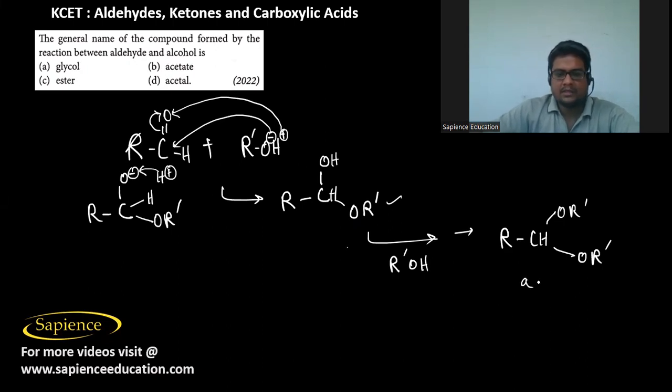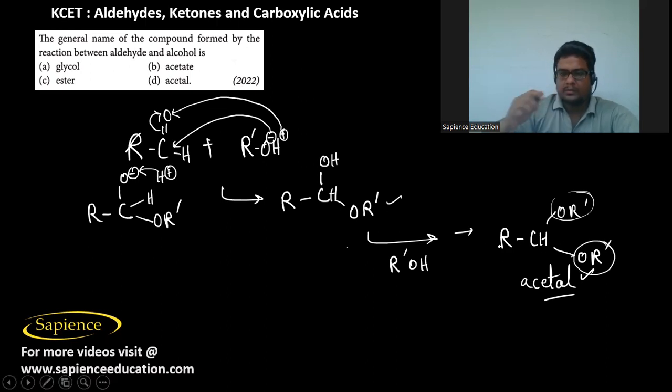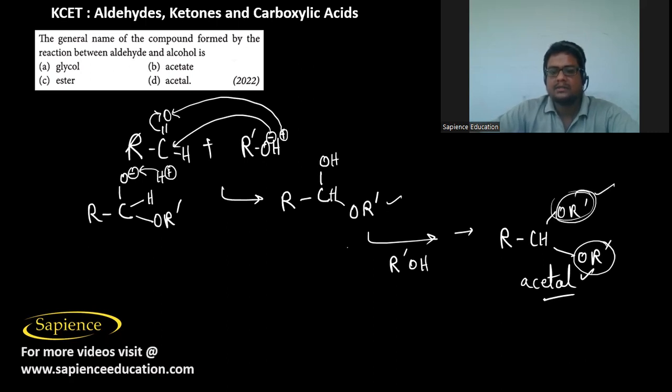It means that it will form an acetal. Acetal will be formed. It means that here two alkoxy groups will be attached to some alkyl group. So when two alkoxy groups are attached, then it is called an acetal. So it is the general name of the compound which is formed. So option D is the correct answer.